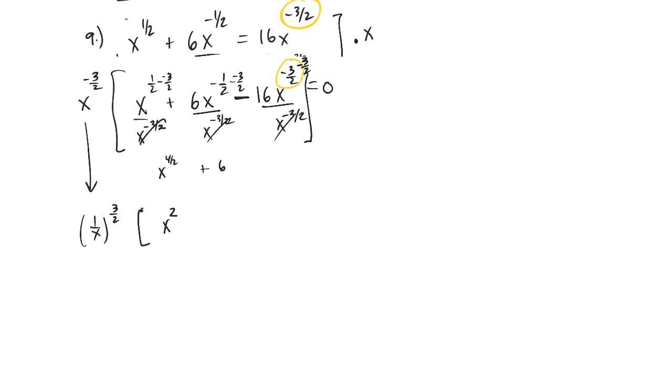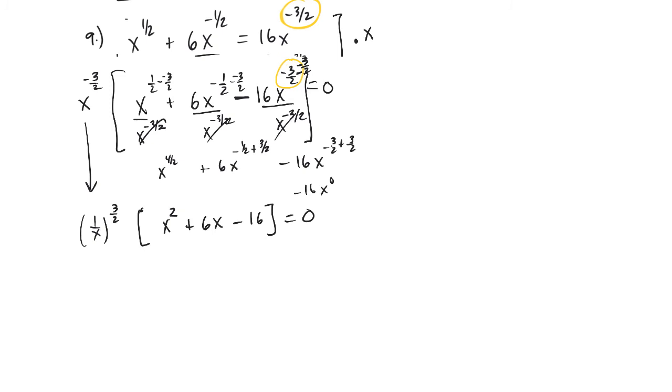And then I have, let's see, x to the negative 1/2 plus 3 halves. That would be 2 halves. So that's just 6 times x. And then minus a negative, these would just go to negative 3 halves plus 3 halves. So that would be x to the 0, which is just 1. So that ends up just being minus 16.